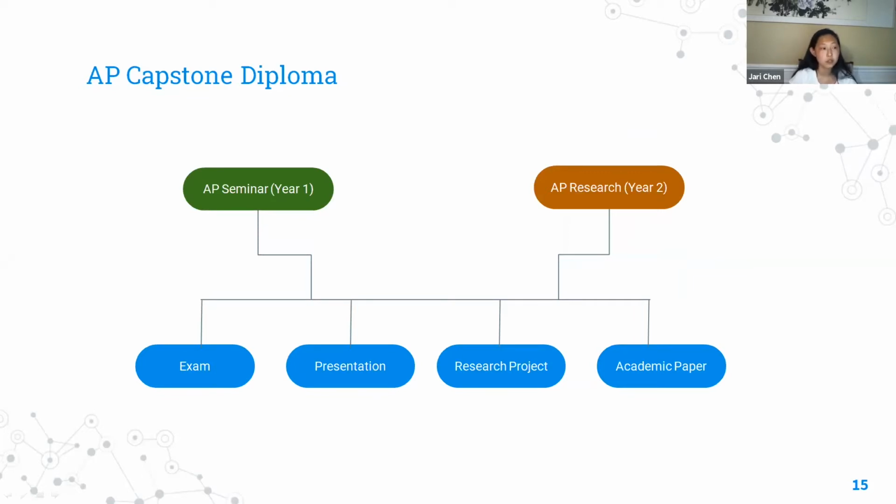Like I said previously, you have to take AP Seminar 1 year and AP Research the next. So you can either take them 10th grade and 11th grade, or AP Seminar 11th grade and AP Research 12th grade.